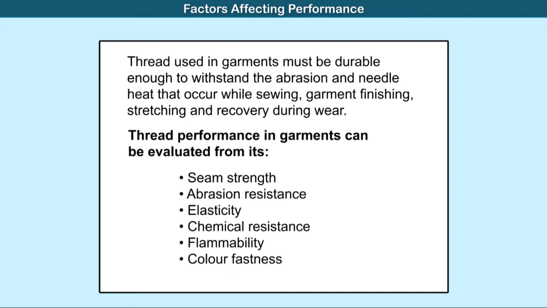Factors affecting performance: thread used in garments must be durable enough to withstand the abrasion and needle heat that occur while sewing, garment finishing, stretching, and recovery during wear. Thread performance in garments can be evaluated from its seam strength, abrasion resistance, elasticity, chemical resistance, flammability, color fastness.